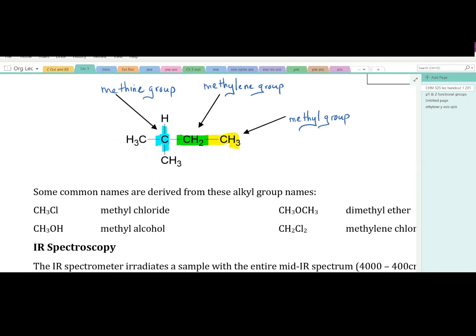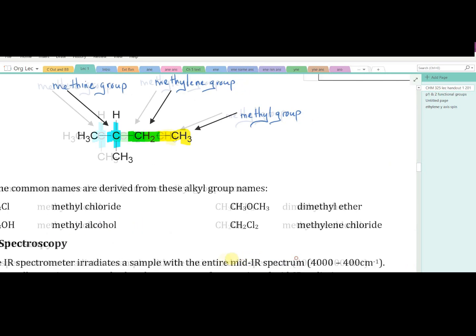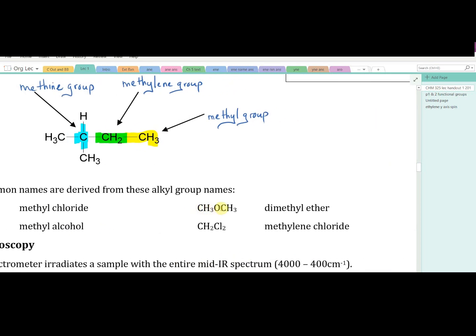In fact, many organic molecules can be named if we simply know the name of a few alkyl groups. For example, CH3Cl we now can recognize as being methyl chloride. And here CH3OH is methyl alcohol. CH3OCH3, it makes sense that it's called dimethyl ether. And CH2Cl2 is methylene chloride. Recall that CH2 is a methylene group.